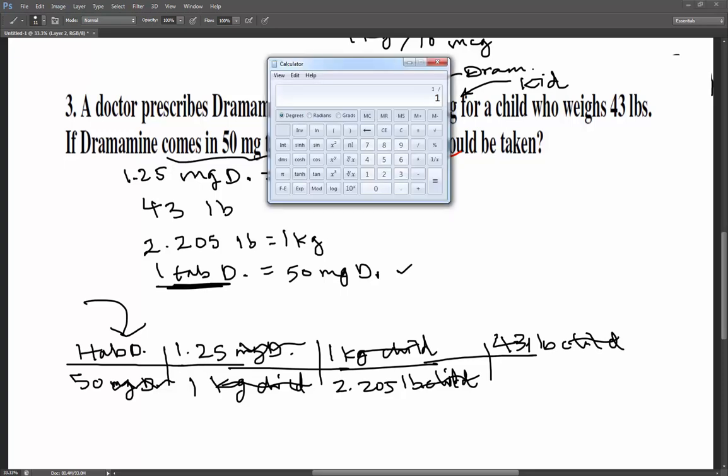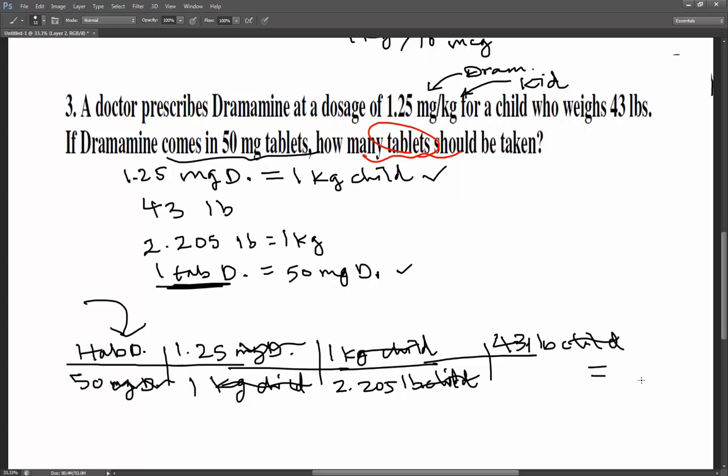I can say 1 divided by 50, multiplied by 1.25. I can skip the ones really. So divided by 1 times 1, divided by 2.205, multiplied by 43 pounds. And that should give me 0.48 tablet. Now, you know and I know that nobody's going to cut a tablet that carefully. So it's appropriate to say, okay, that's about equal to half a tab. That's how much this child is going to be taking.